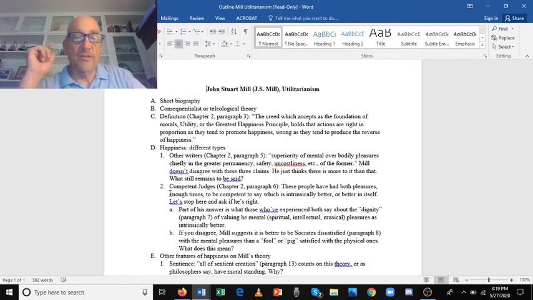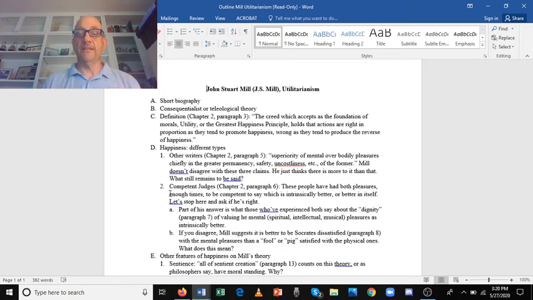First thing he does, and this is D1 on your handout, if you look at chapter 2, paragraph 5, he wants to say that other writers, again, not him, have already made the argument that certain pleasures, mental, thinking, spiritual pleasures, musical pleasures, artistic creations, the pleasures you get from those, are superior to the bodily chiefly in their greater permanency, safety, and uncostliness. Okay, so Mill doesn't disagree with that. He just thinks there's more to it.